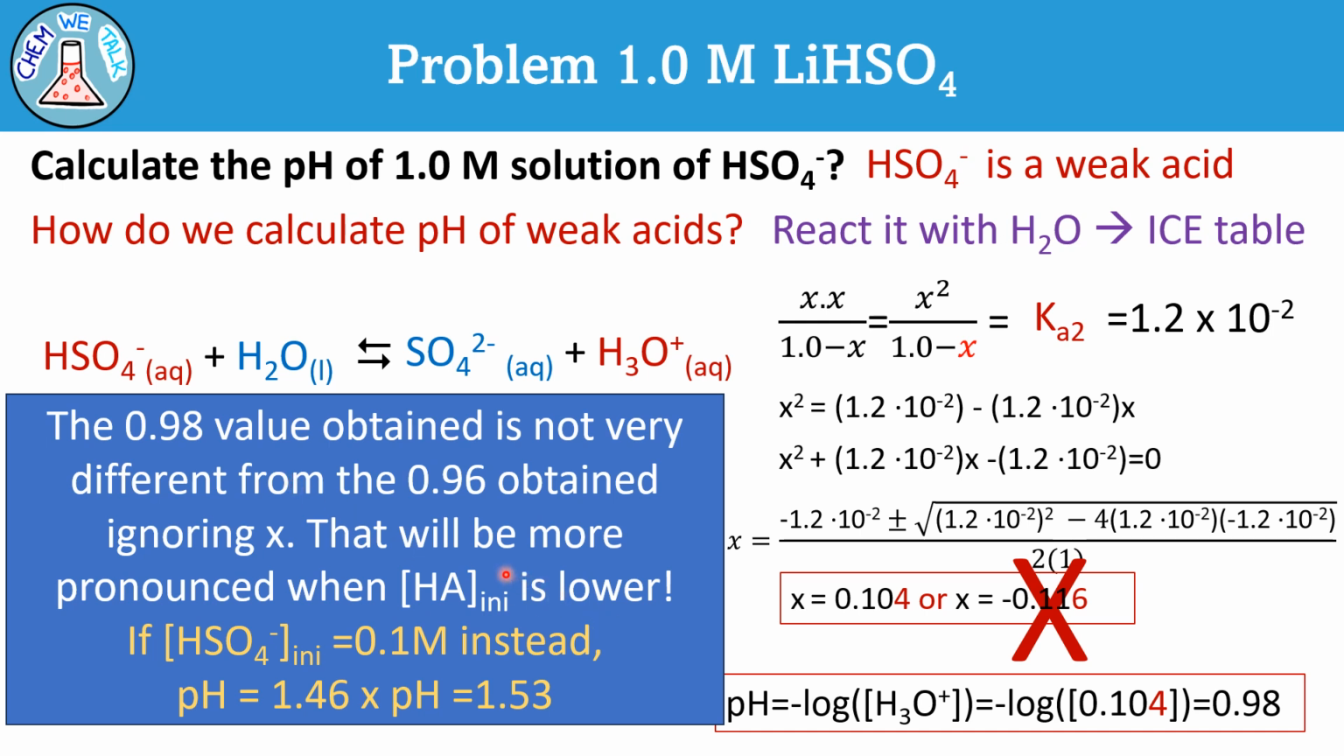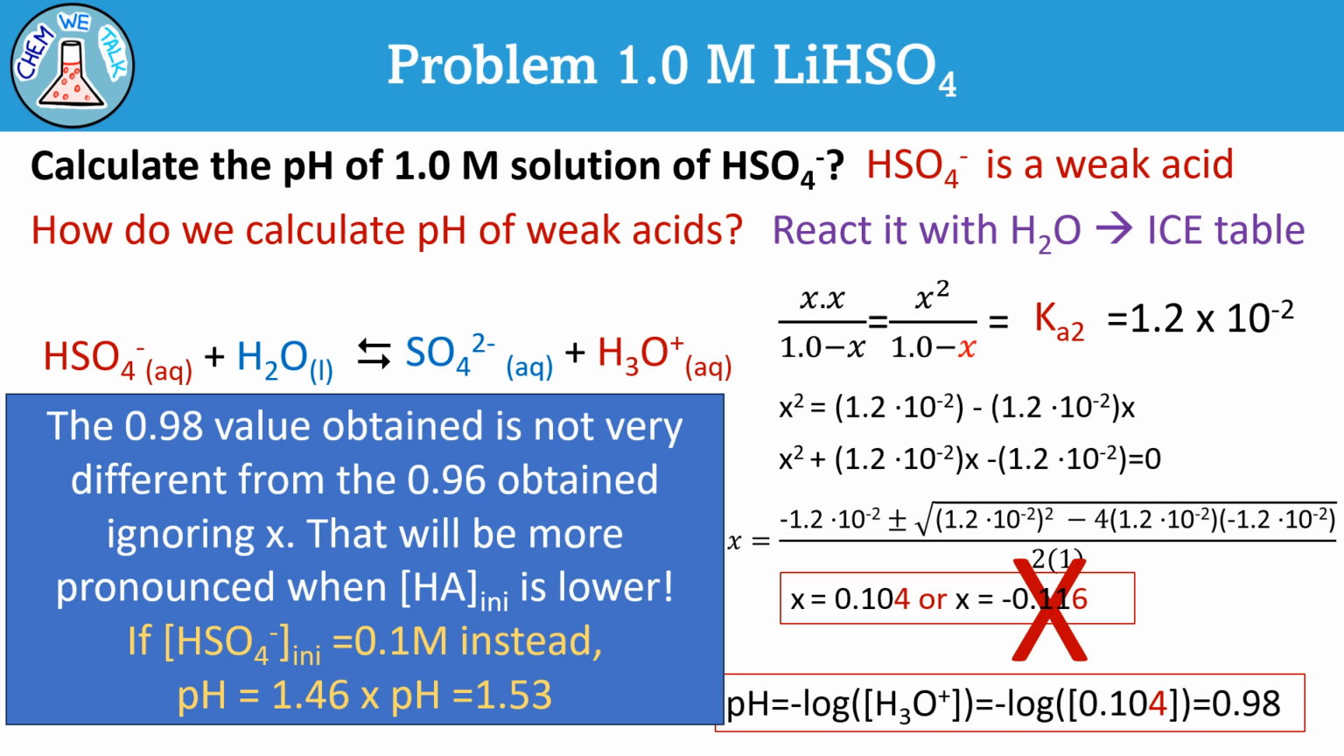Okay, so in this case, we have a 1 molar solution, which is very highly concentrated. For a more real-life example, let's say you have a 0.1 molar solution. I did the calculations here, and if you had ignored x, you would get 1.46. If you didn't, it would be 1.53. So the difference keeps getting worse and worse. For a ballpark estimation, it's okay to neglect it, but for a real exam or homework, I would recommend doing the quadratic.